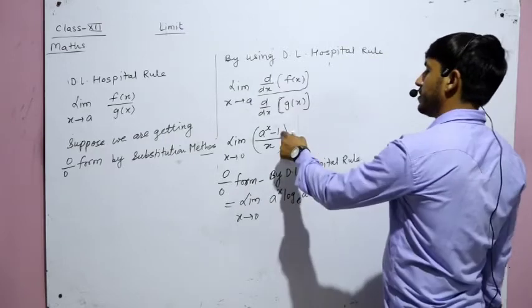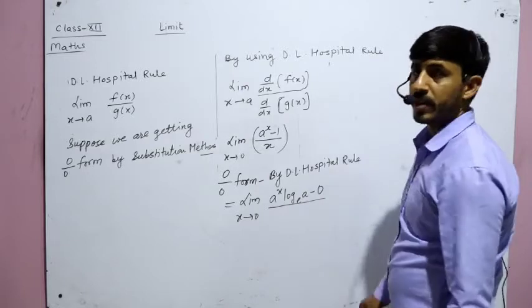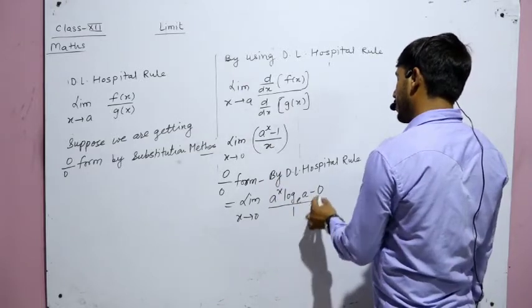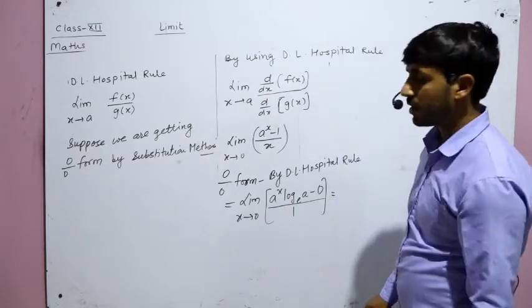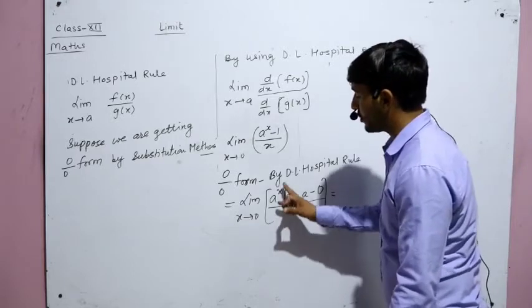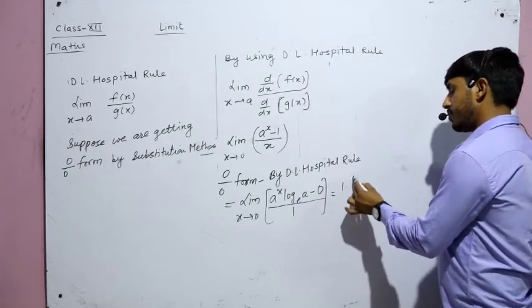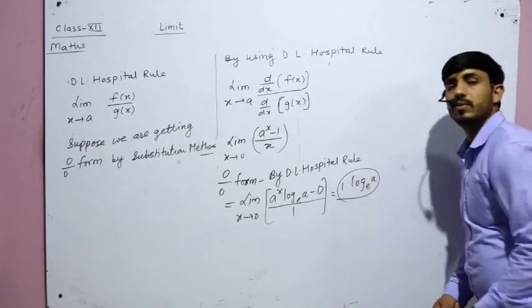Okay. And what is the differentiation of 1? That is equal to 0, because it is a constant. And the next, differentiation of x, that is equal to 1. Then we have to substitute the value as x tends to 0. It means a to power 0, that is equal to 1, and 1 into log e of a, that is the desired value. Okay.